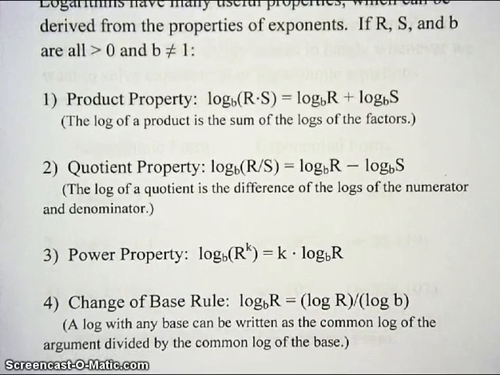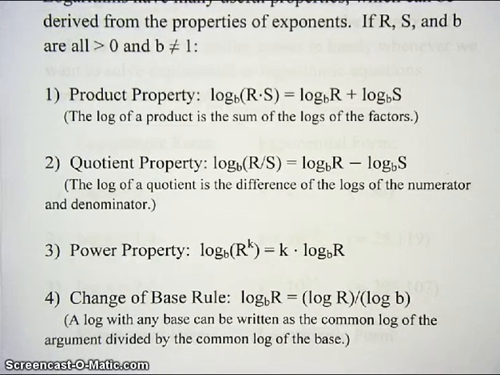And then a fourth rule that is very useful is the change of base rule. The log with base b of r is equal to the log of r divided by the log of b. I've written these with no subscript. That means this is a common logarithm and has a base of 10. When you're working with common logarithms, the base 10 is not generally written. So it's just understood that the base is 10 and we don't bother writing it.